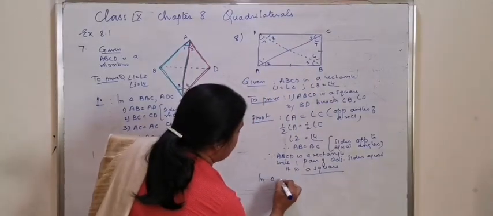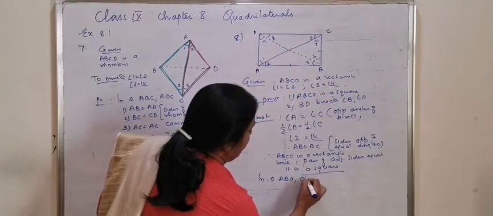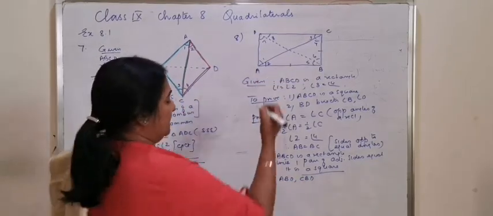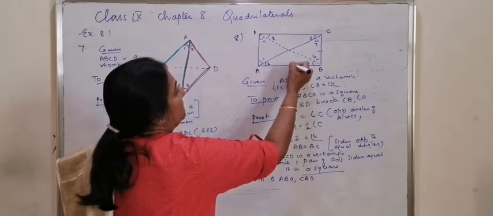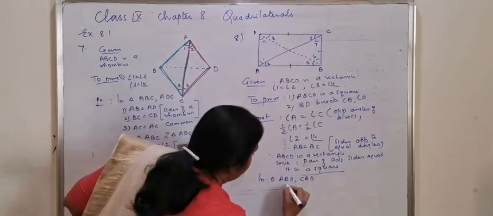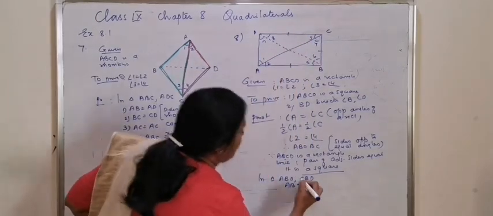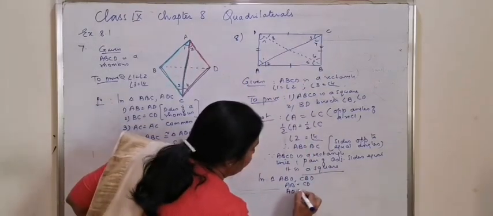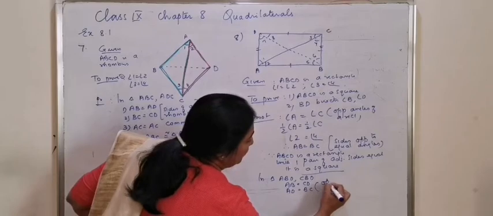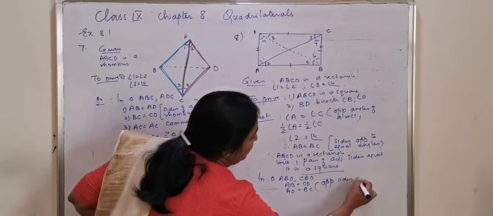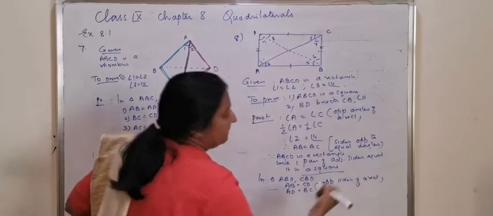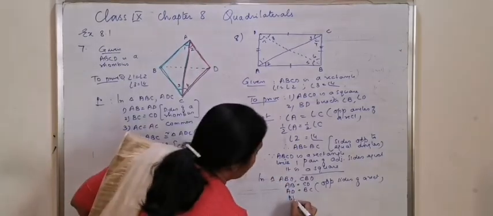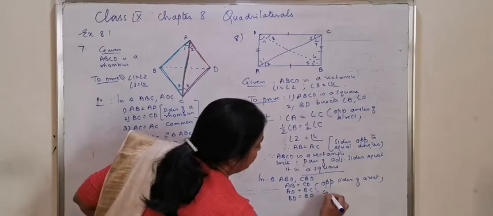In triangles ABD and CBD, the first part: AB is equal to CD. Second part: AD is equal to BC. Both are opposite sides of a rectangle. And which is the common side here? BD is equal to BD, common.